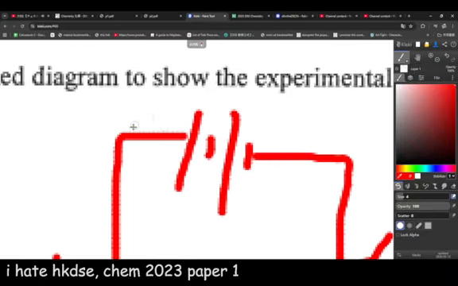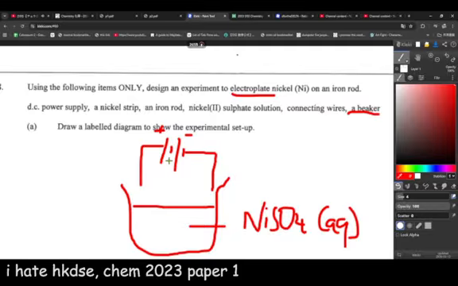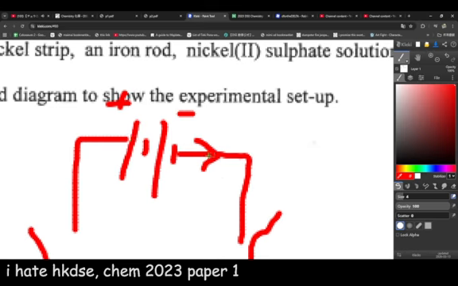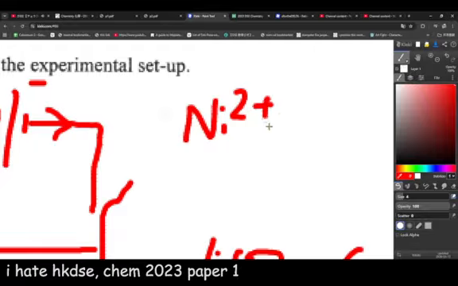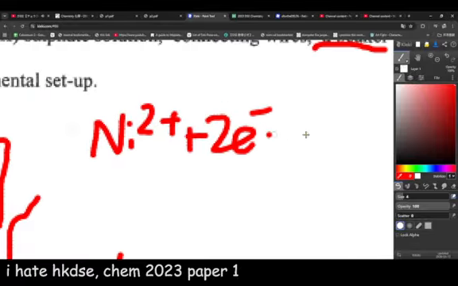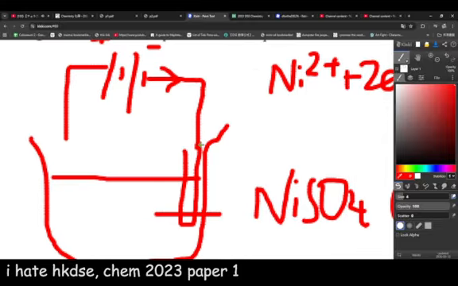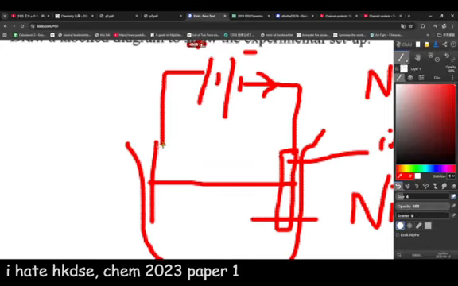Now remember, if the orientation matters, this is the positive side, this is the negative side. You can write these symbols to make it less ambiguous. All the electrons flow to this side. So in order for nickel to turn into a metal, you need it to be on this side. Therefore, the iron rod goes here. Add a label that says iron rod. My handwriting is bad. Nickel strip should go here.